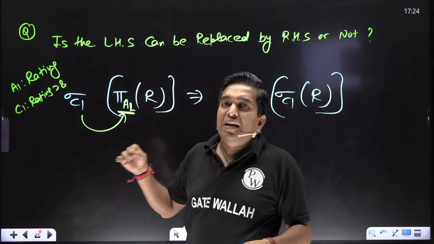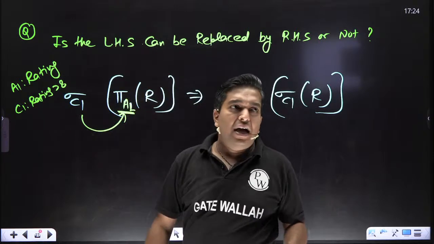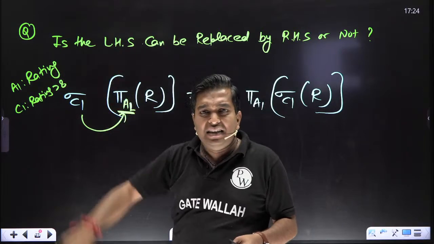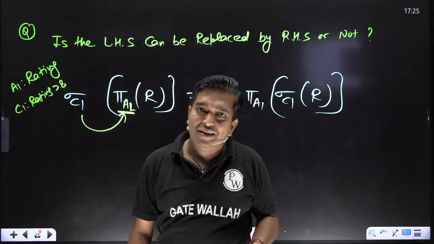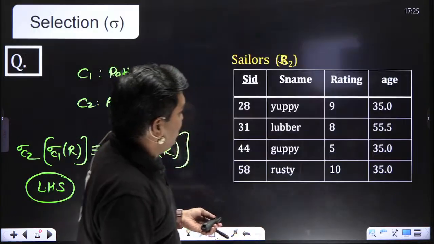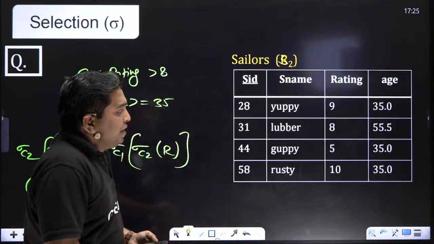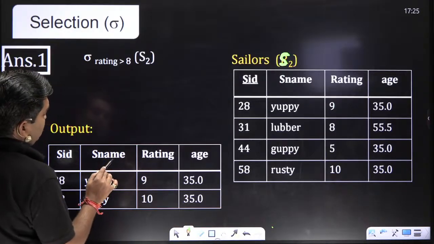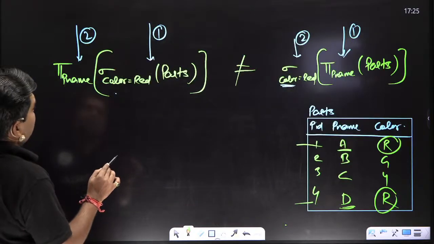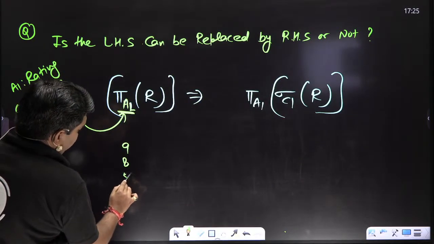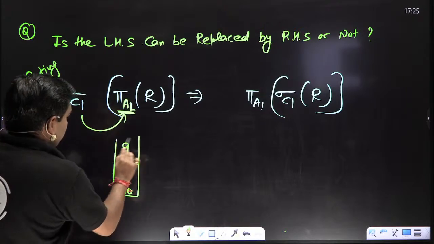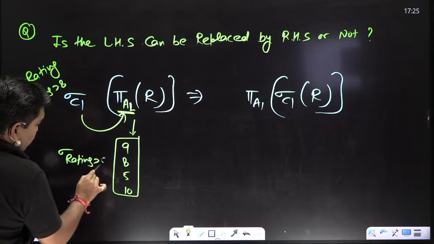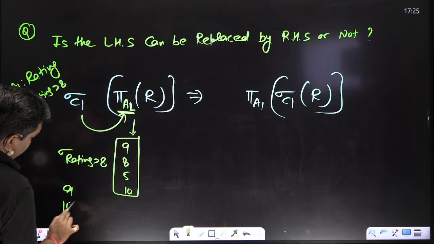For example, if I take the attribute as rating, first you filter the attribute rating, then apply the condition rating is greater than 8. Clear, beta? You can see this example. First you find 9, 5, 8, 9, 8, 5, 10. First you fetch the inner query, then apply rating greater than 8. What happens? You will get 9 and 10 in the output.